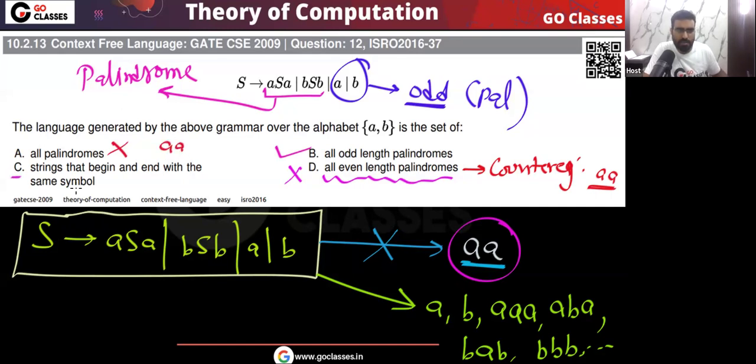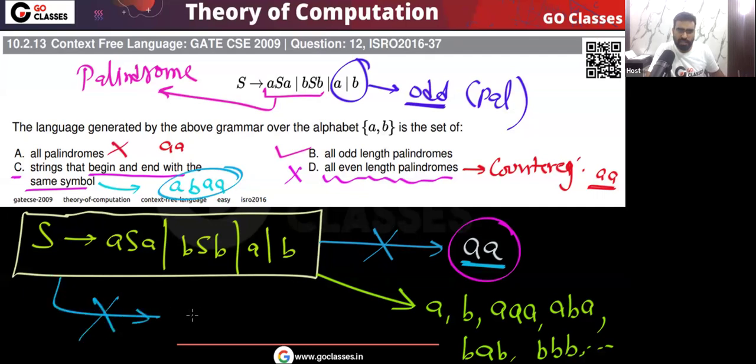And what about this option? This is saying strings that begin and end with the same symbol. So according to this option, I should be able to generate this string aba. Can I generate this string? According to this option, I should generate abaa, but from this grammar I cannot generate abaa. Is this clear? So that is the reason option C is also wrong.